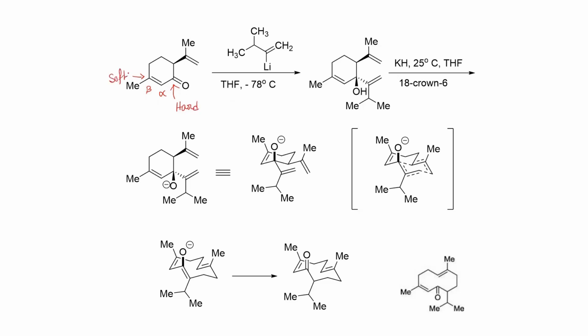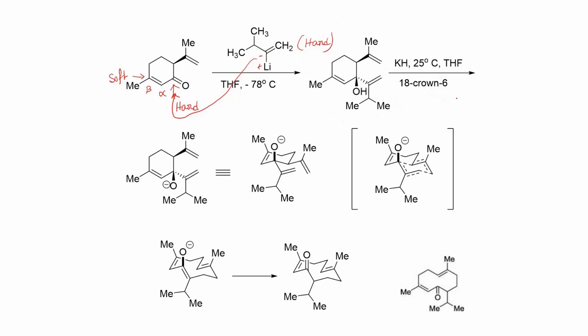We all know that hard-hard interaction is good and soft-soft interaction is good. The nucleophile, Li plus and this minus, is hard in nature, so it will attack this position, and we will get the product like this. Assuming this particular group is upside, due to sterics the nucleophile will come from the lower side, so the OH group will go upside and the nucleophile goes downside. That's why we get this particular stereochemistry.